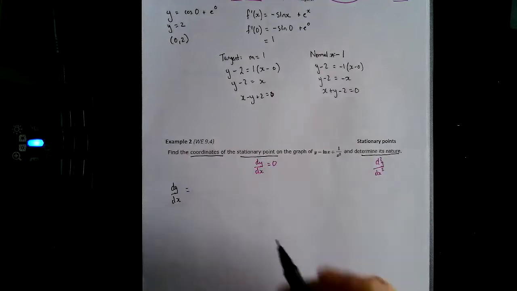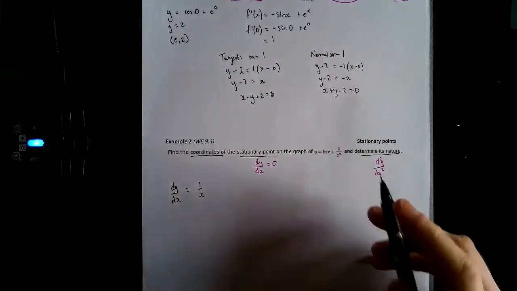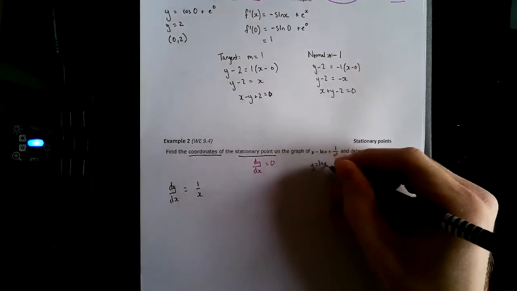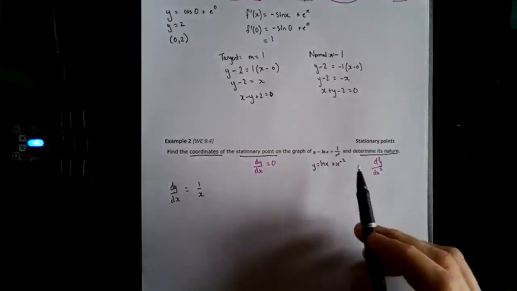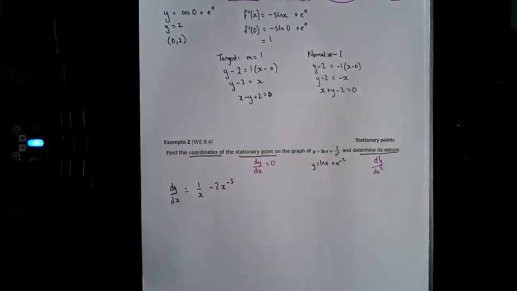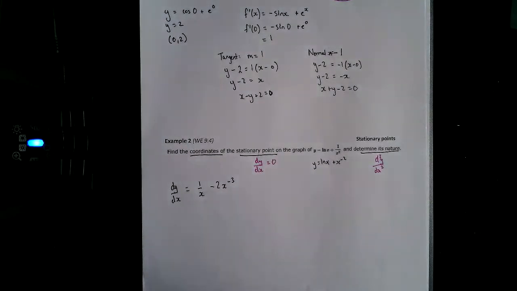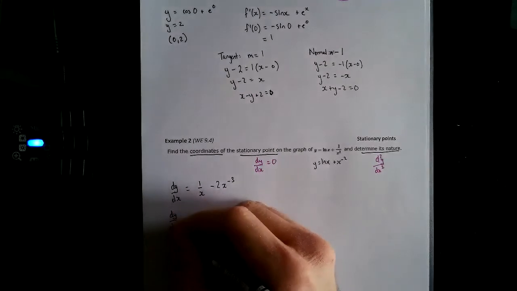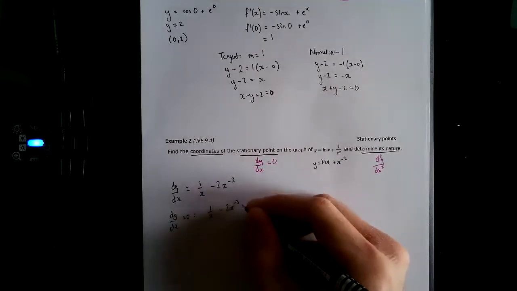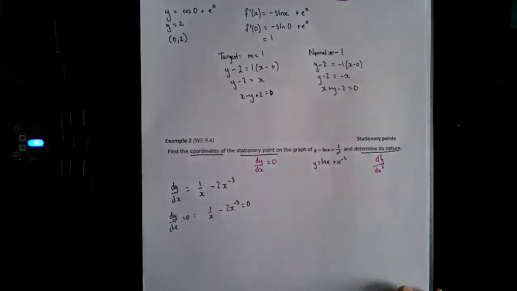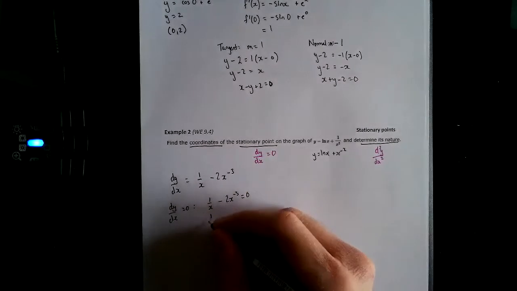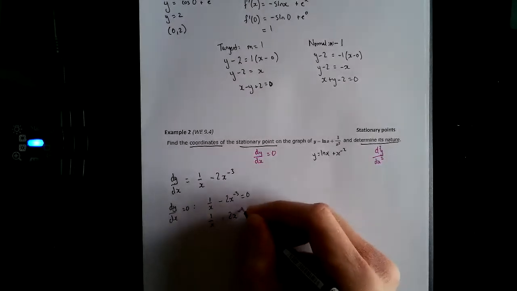ln x differentiates to give 1 over x. 1 over x squared, I'm going to rewrite that as x to the minus 2. So now I can differentiate that to give me minus 2x to the minus 3. Now, if that equals 0, we get 1 over x minus 2x to the minus 3 equals 0. So I'm going to take that to the side. So 1 over x equals 2x to the minus 3.